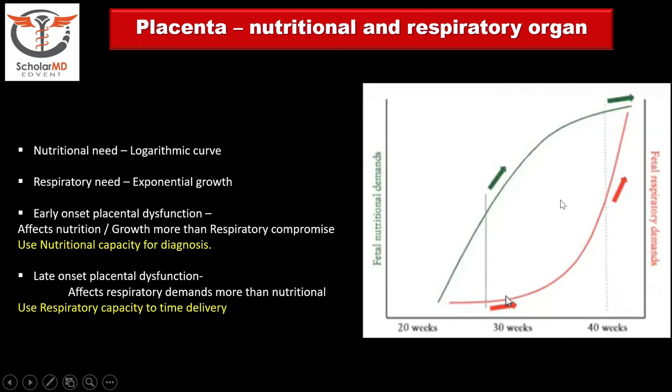Whereas after 32 weeks, the nutritional need balances out. It reaches a plateau. So these babies where FGR commences after 32 weeks, and placental damage happens after 32 weeks, are not very small, but they have a respiratory compromise because the respiratory need of the baby is exponentially high after 32 weeks of pregnancy. So we use the respiratory capacity of the placenta to time the delivery because these fetuses will have problems with CTG and fetal heart rate.